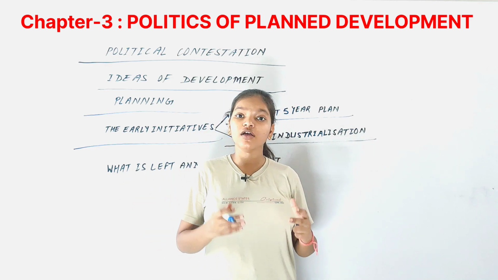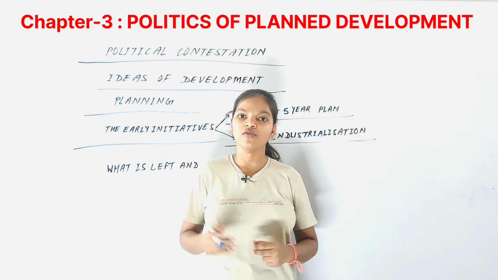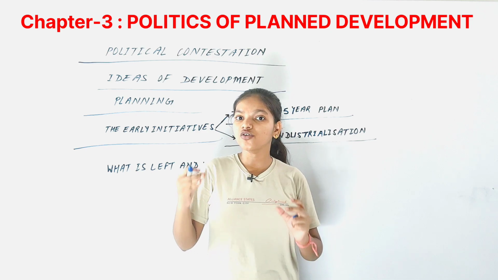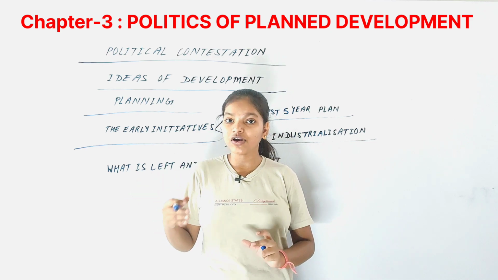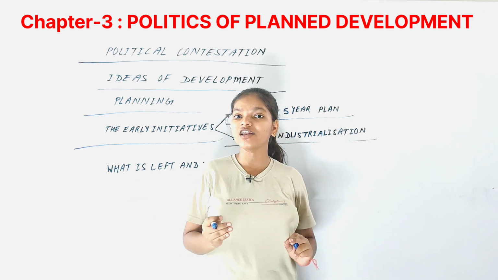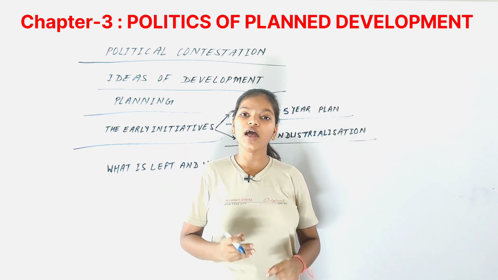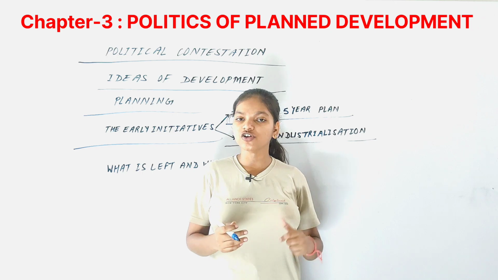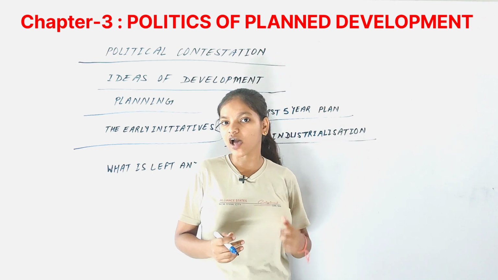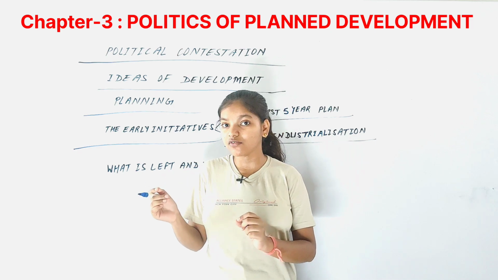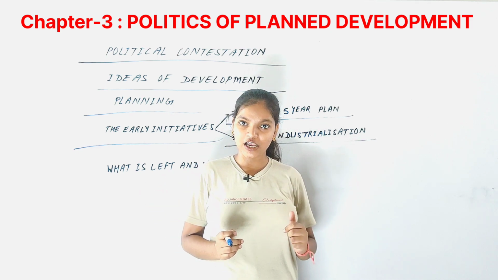There was a very good economist at that time, P.C. Mahalanobis, who wanted India to grow very fast, very quickly. There should be rapid industrialization, be it private, be it public. And that is why a lot of infrastructure was set up under the second 5-year plan. So we can say that the main focus in the second 5-year plan was industrialization.